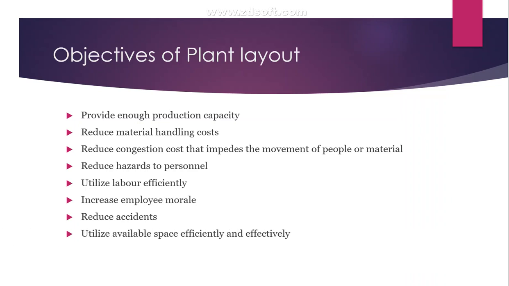Utilize available space efficiently and effectively. By organizing amenities in an efficient way, or placing all the required departments and various activities involved in the production process, we can utilize the space efficiently. Every piece of space is important in the production process. So this organizing helps us utilize every corner of the plant layout, which helps in efficient usage of space.